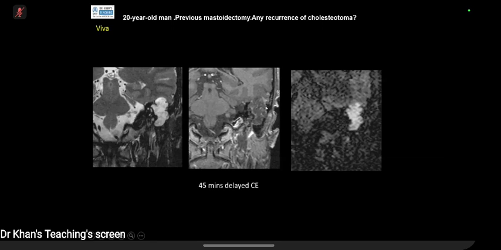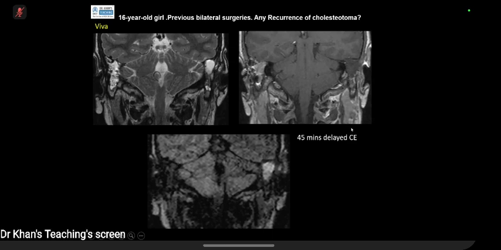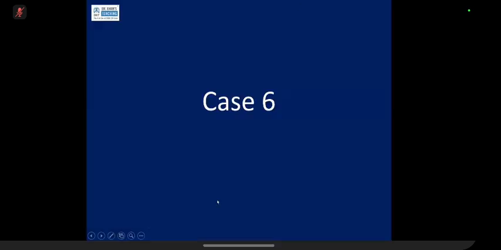In this case, there is recurrence because of DWI. And this is a bilateral case, had previous bilateral surgeries. On the right side, you can see high T2 and delayed post-contrast enhancement. So this is granulation tissue. On DWI, there is nothing. On the left side, there is no enhancement. On DWI, there is what we call restricted diffusion.